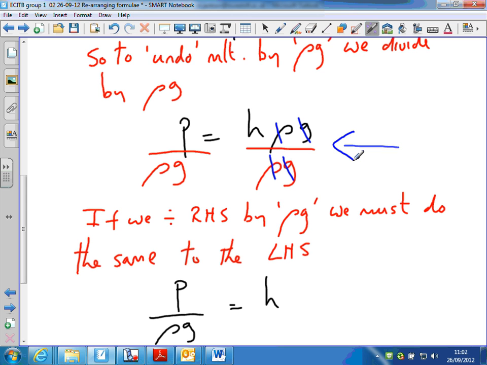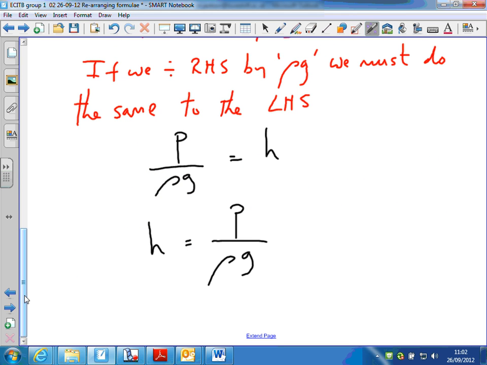So as you get more used to this, you can speed up these steps. Divide both sides by rho g, and then write h first on the left-hand side. And I've rearranged that formula. Now I've rearranged the formula and made h the subject. So I could use this formula now to find the depth in a liquid for a particular pressure. If I want a particular pressure, then I can find the height required to give me that pressure.